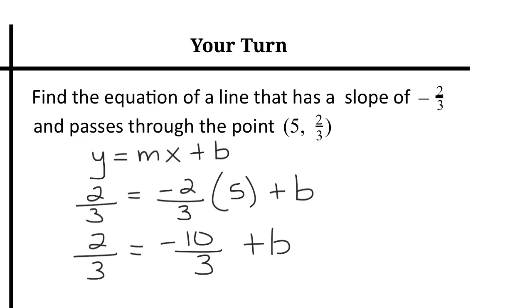And so what I'm going to do is look at the numbers in the denominators of my fractions. They both happen to be a 3, so I don't need a common denominator. And because my denominators are 3, that tells me that I need to multiply every term in my equation by a 3.